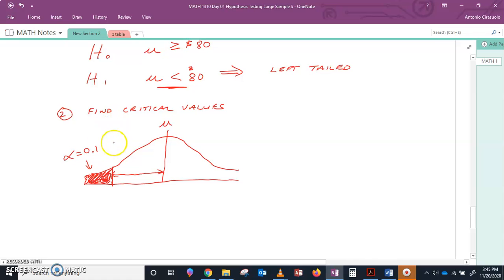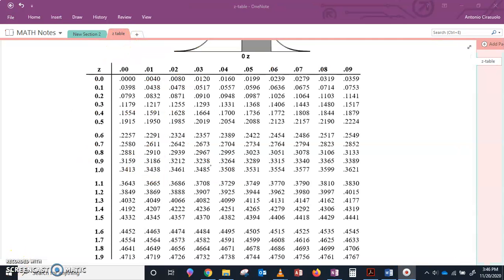Well, once again, what do we use? 0.5 minus the tail is 0.4000. I'll use 4 decimal places because we're going to go to our Z table and find the Z value that's associated with 0.4000. So going to the Z table, 0.4000 is between here and here.